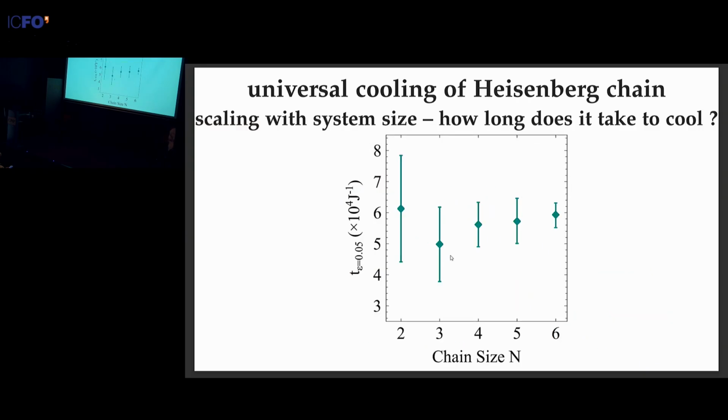How does the cooling time scale with system size? Here we don't have comprehensive results. We have numerical evidence. So in the case of the Heisenberg chain, it seems to be independent of system size, but this is not true in general. Okay, and we are working on trying to figure out what system properties determine the cooling time.